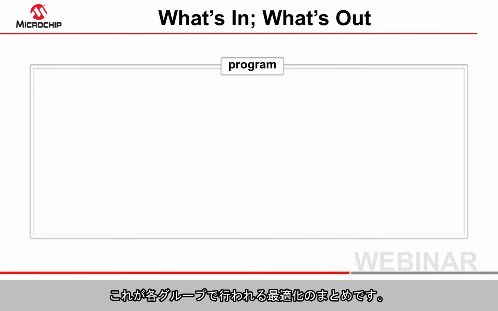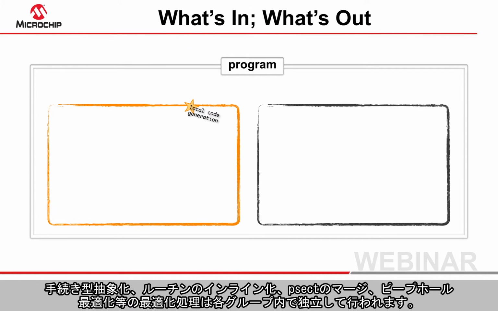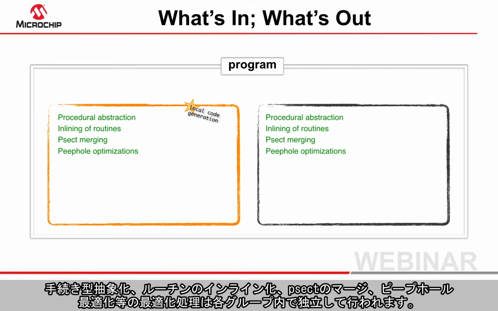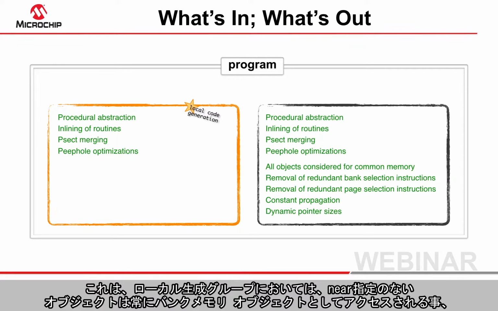Here is a summary of what optimizations are performed in each group. Optimizations like procedural abstraction, inlining of routines, p-sect merging, and p-pole optimizations are performed independently within each group. Other compiler features, however, are only performed in the default group, which means that in the local code generation groups, objects not specified with near will always be accessed as banked memory objects.